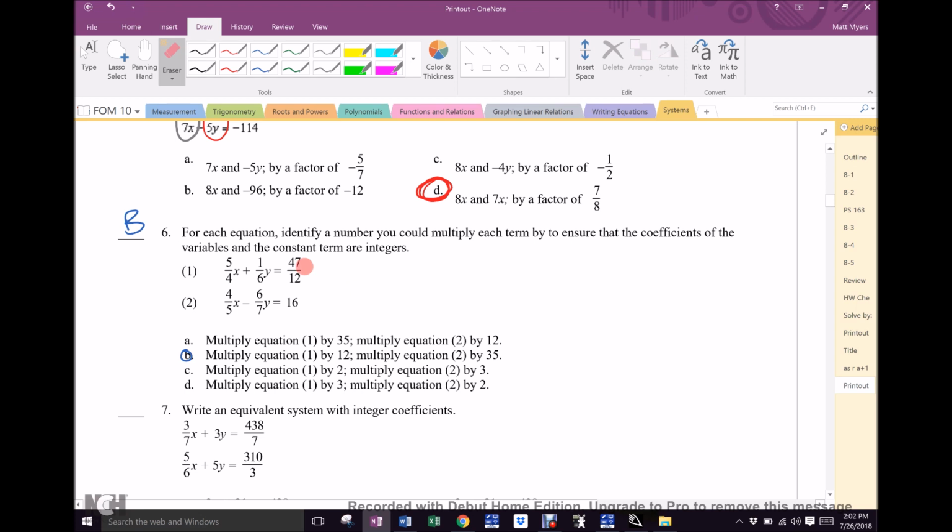Now, if you're concerned about that, you would do this. I would have to multiply by 4 to get rid of the 4, by 6 to get rid of the 6, but 12 obviously covers them both.